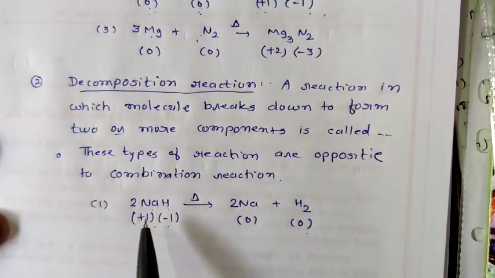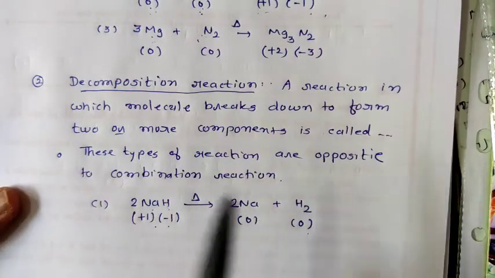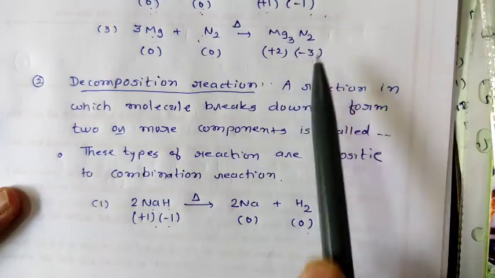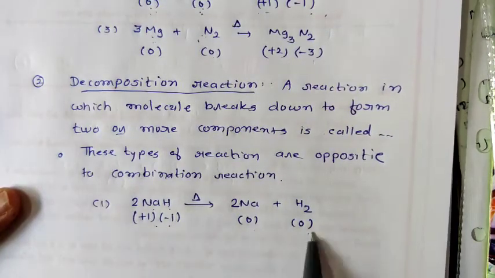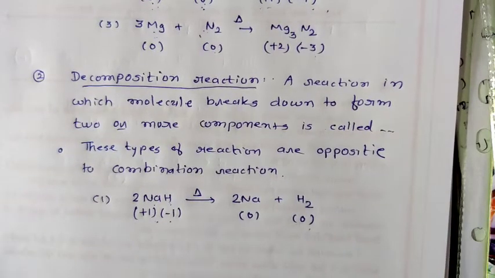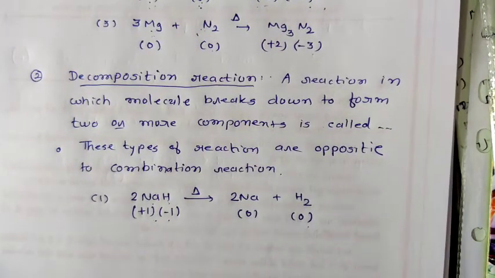See, this is very much opposite to combination reaction. In combination reaction, we know that the charges are 0, 0 on one side and on the other side there are charges. Reverse to combination reaction, this type of reaction is known as decomposition reaction.